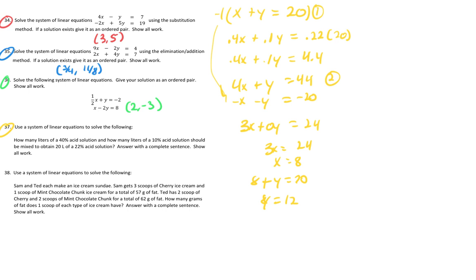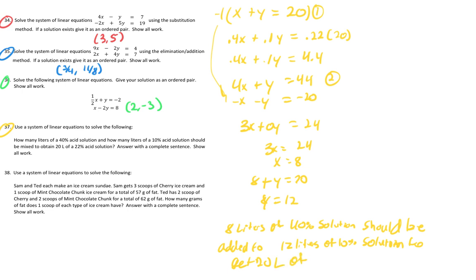So then they did want this in the form of a sentence. So 8 liters of 40% solution should be added to 12 liters of 10% solution to get 20 liters of 22% solution.